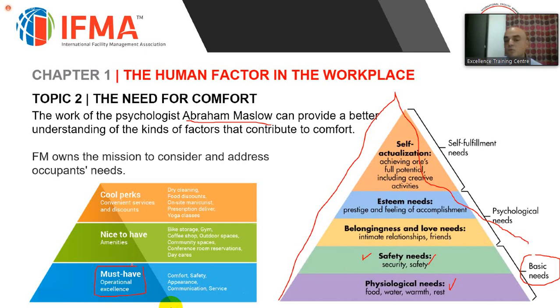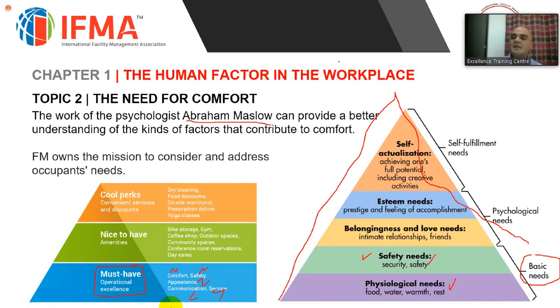So Maslow's general rule, but in the case of facilities, is that a must-have of a company is to provide comfort, safety, appearance, cleanliness. Can you imagine entering a workplace which is dirty? You will not really like it. Or a workplace with poor seating, poor lighting, poor ventilation, poor HVAC. You will not be as effective.